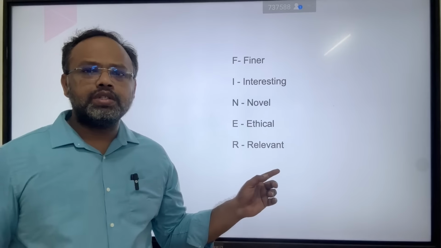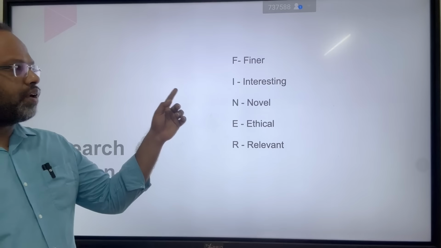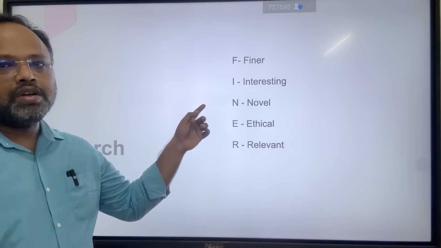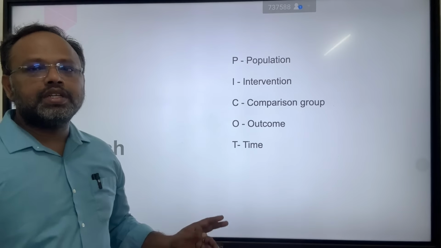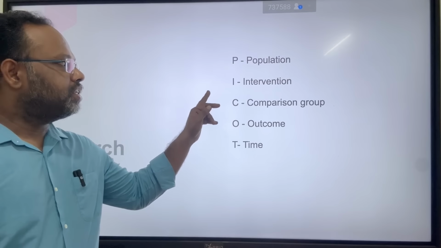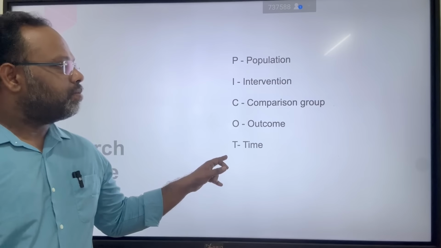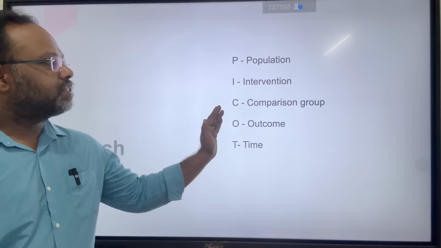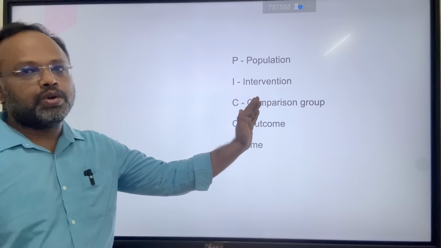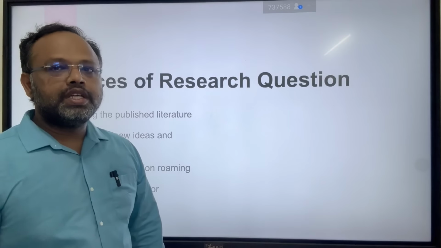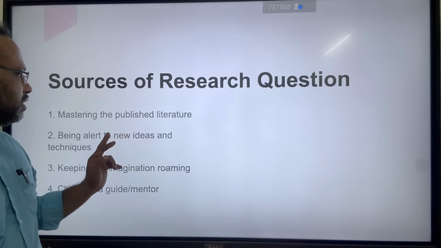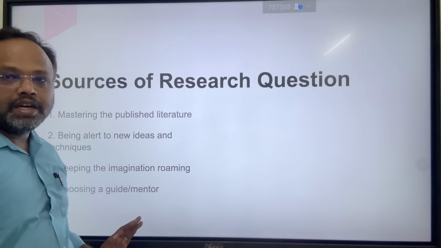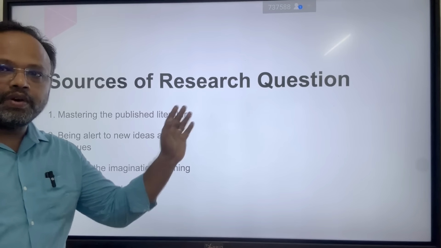Then we have discussed about the research question. We have used the FINER acronym. F stands for feasible, I stands for interesting, N for novel, E for ethical and R for relevant, and this is the acronym for the research question. PICOT: population, intervention, comparison group, outcome and time. In case of observational studies, it is called PECOT, where E stands for exposure. We have seen about the sources of research question, which can be from the published literature. When we are alert to new ideas and techniques, we keep the imagination roaming, and whatever our guide or the mentor says, based on that we derive our research question.